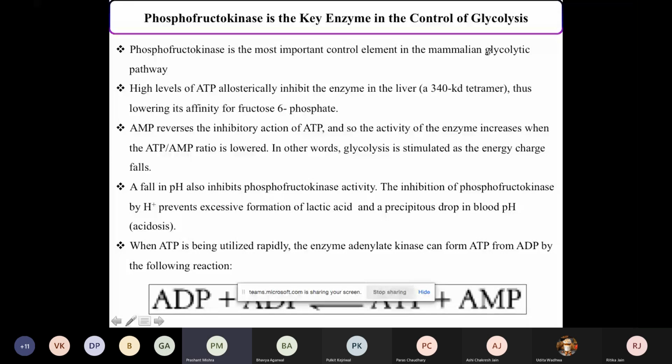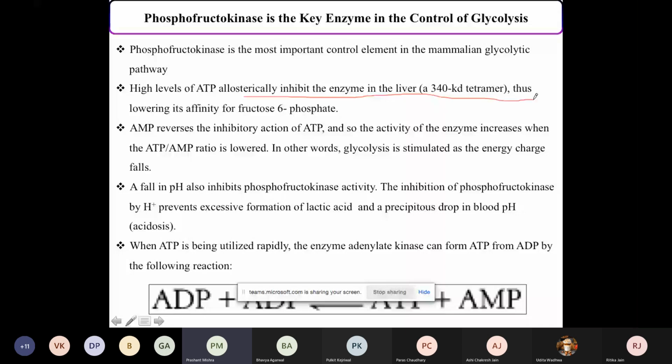Because the next step is breakdown in the presence of aldolase, where you get two 3-carbon molecules: dihydroxyacetone phosphate and glyceraldehyde 3-phosphate. So a high level of ATP allosterically inhibits the enzyme in the liver. Try to understand: when there is a high level of ATP, that means energy is more. So what should happen? More fructose 1,6-bisphosphate should not be formed, because already you have energy.